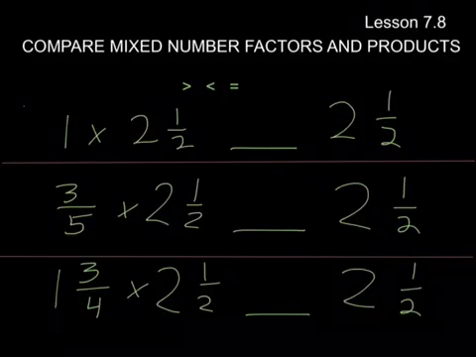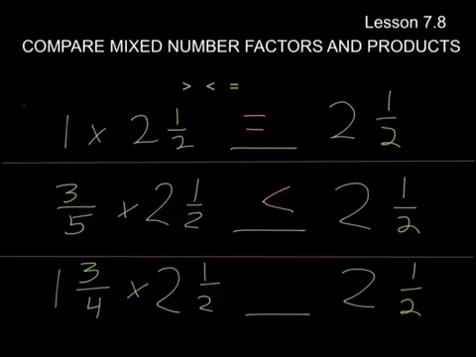For our first problem, we are going to compare a product to 2.5. We are multiplying 1 times 2.5, and according to our identity property, it is equal to 2.5. For our second problem, 3/5 is less than 1 whole. When we multiply a value less than a whole by 2.5, the product is going to be less than 2.5. Therefore, 2.5 is larger than the product on the left.